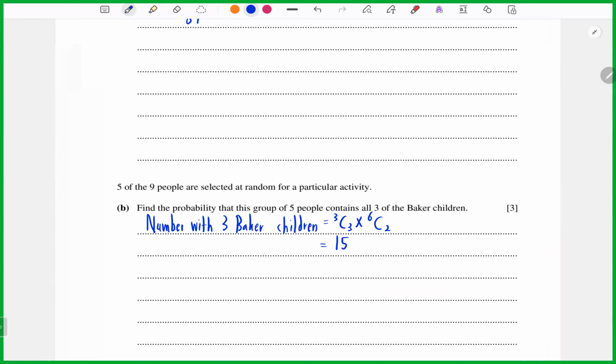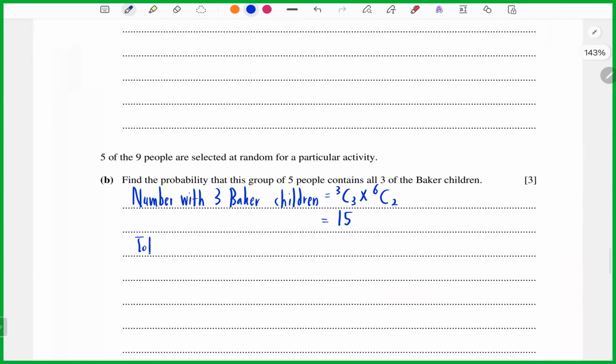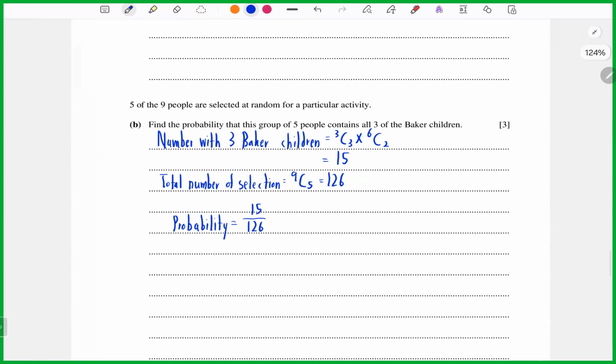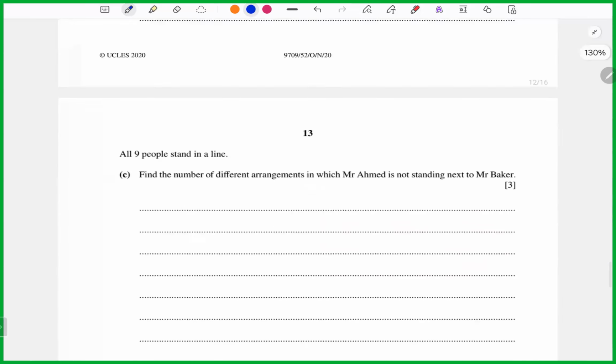And then now we see the total number of selections equals 9C5, which is 126. So I can write the probability equals the number with the 3 Becker children, 15 over 126. So this is your answer. Now you see the next question.